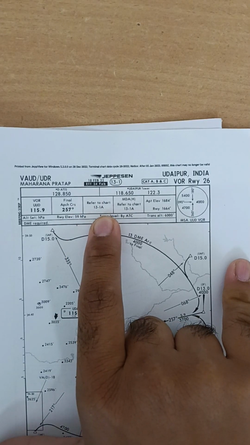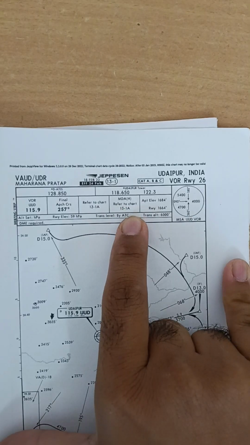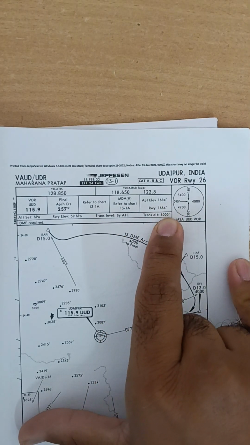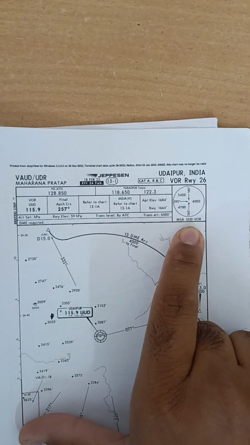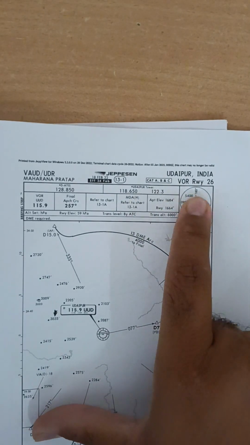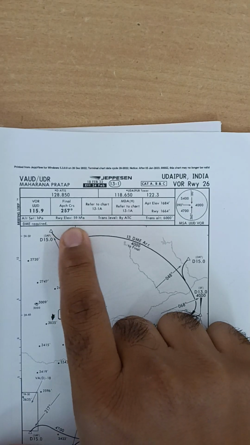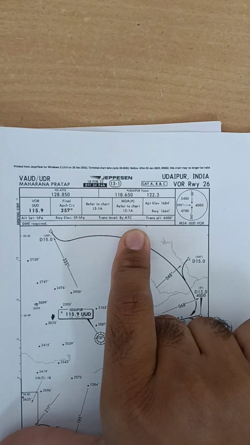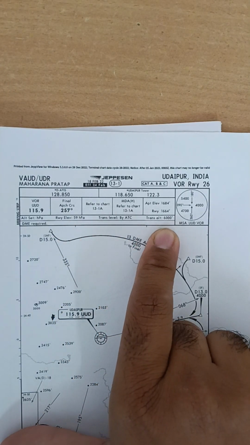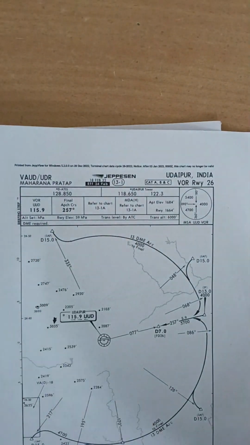For minimas, we'll refer to the other chart. Minimas again refer to the other chart. Airport elevation, runway elevation, and this is the MSA from UDR VOR. Again in 3 different sectors as given. Okay. Altitude set in hectopascals, runway elevation 59 hectopascal, transition level by ATC and transition altitude 6000 feet. DME is required for this kind of an approach.